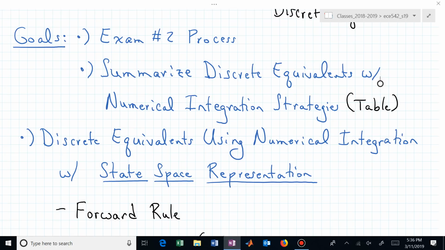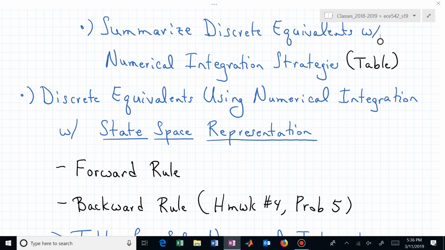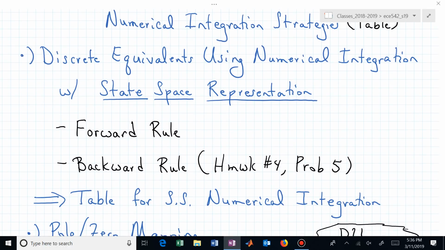We'll talk about that via a table for the numerical integration strategies. Then we will get into problem number 5. I know you're anxious to get into problem number 5 on the homework, and we'll look at the forward rule for state space and then the follow-on.